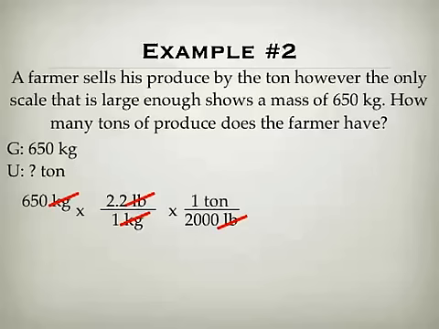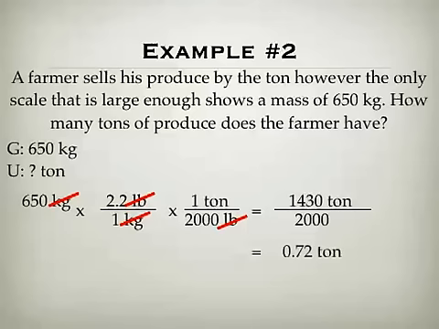Again, canceling out pounds. At this point, all I do is multiply across the top and multiply across the bottom. I'm left with 1,430 tons divided by 2,000. And then if I do that division, I'm left with 0.72 tons worth of produce.